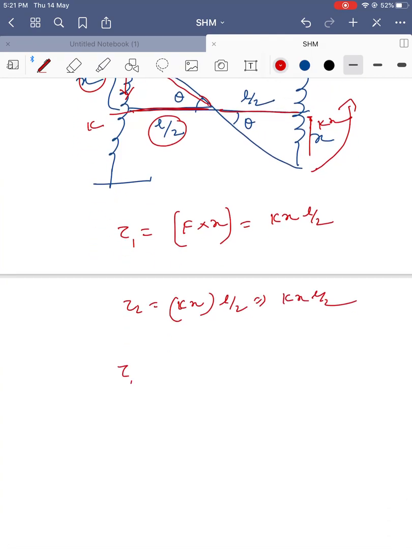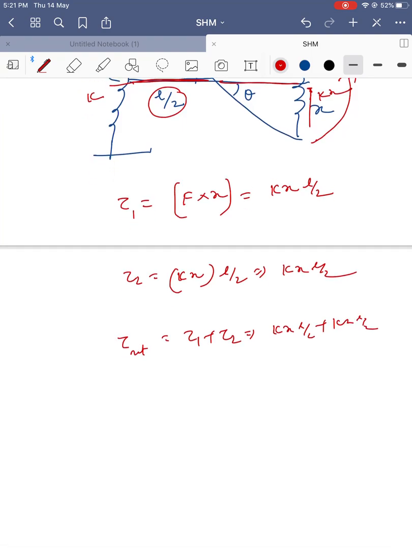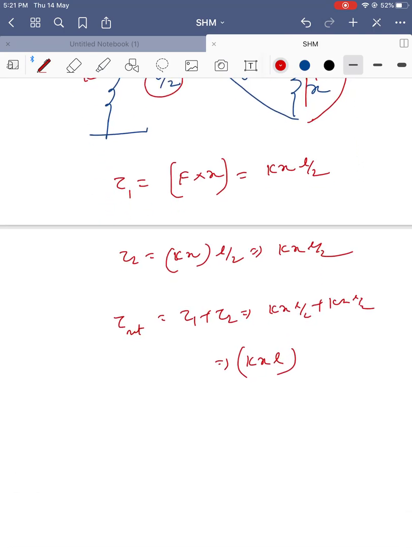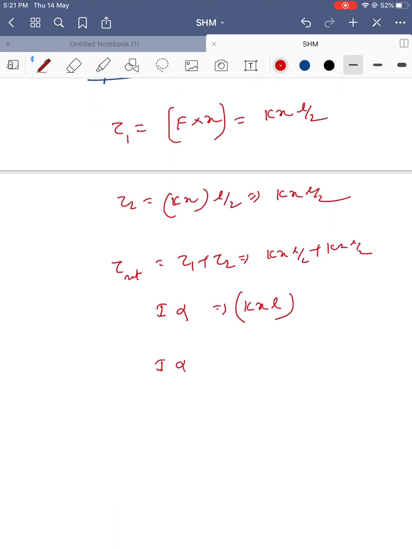Total torque, tau net is equal to tau 1 plus tau 2. So kx l by 2 plus kx into l by 2. So total is equal to kx into l. So total torque. Now we should convert, tau is equal to what can I write? I into alpha. But here I into alpha is equal to k l into x. So I should convert x in terms of theta. Listen now, each step is very important.